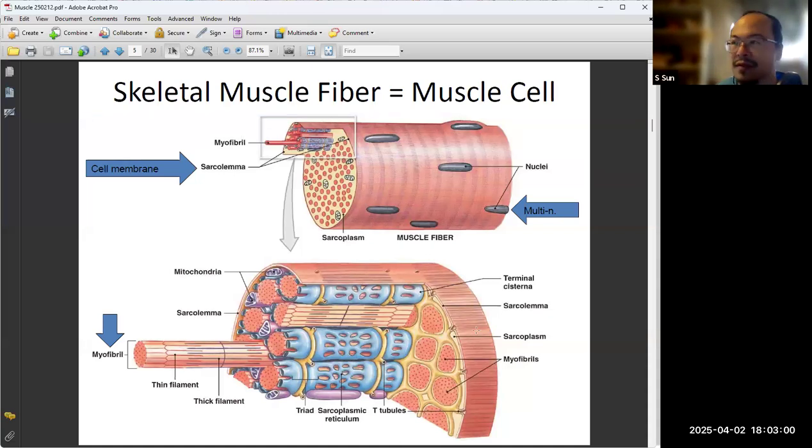What would we need to know further? What we need to know further is this thing, because this is how muscle conducts the movement. This myofibril. The next thing we are going to look into is the arrangement of this myofibril, particularly the arrangement of thick filaments and thin filaments. So that's that.